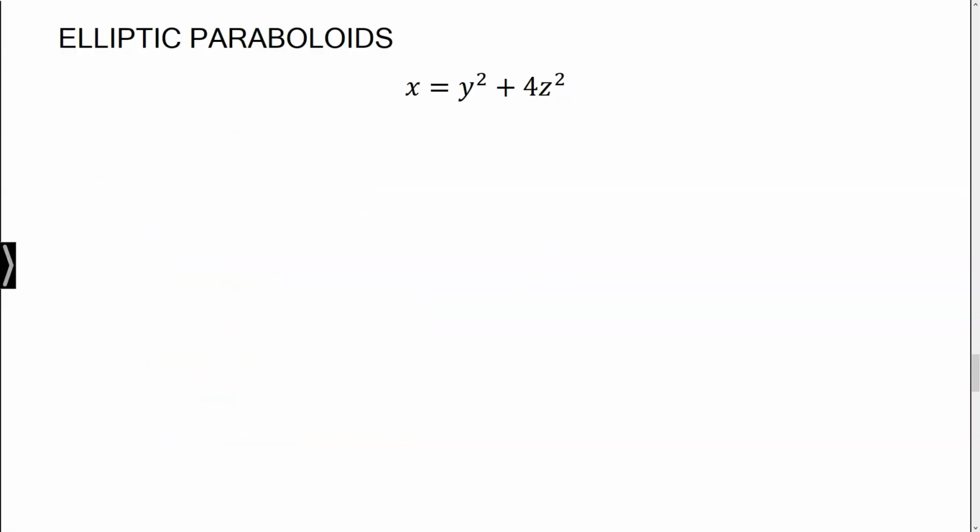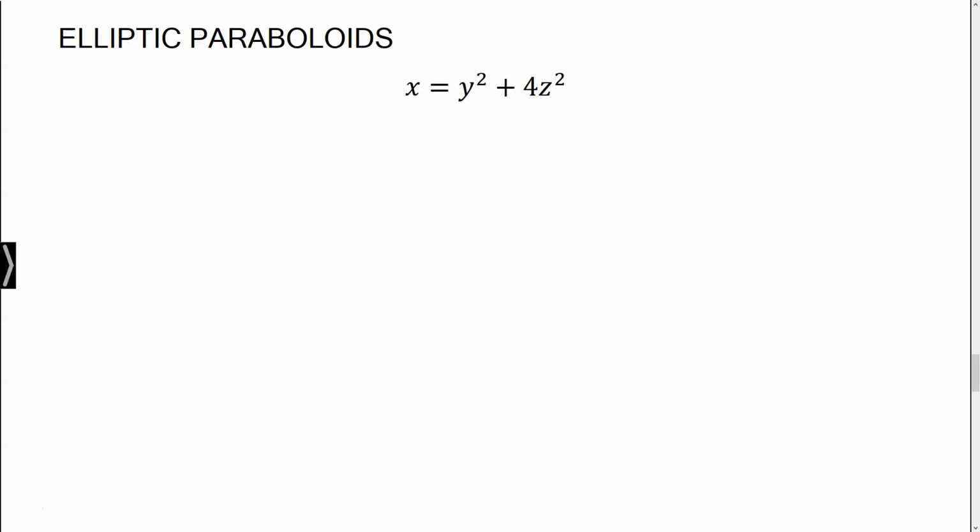Next we look at the paraboloids. There are two types of paraboloids, elliptic paraboloid and hyperbolic paraboloid. The nice thing about the paraboloids is these are very nice to think about just as a function. So think of it as a graph of a function. You can see here x equals y squared plus 4z squared. That's just a function of y and z. X is a function of y and z. Usually it's going to be z as a function of x and y. It could also be y as a function of x and z.